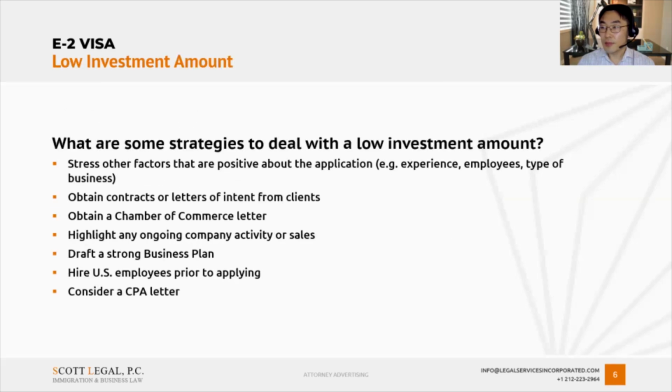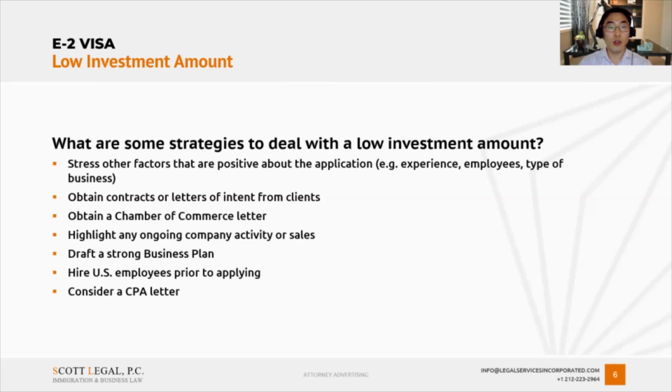Next slide. So what are some strategies to deal with a low investment amount? If your E2 case is kind of weak because your investment amount is not much, then you may want to strengthen other aspects of your case. Again, hiring a U.S. worker before you submit the application is probably one of the best steps you can take.